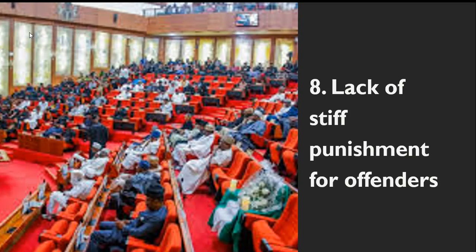Number 8 says lack of stiff punishment for offenders. Assuming there are stiff punishments for people who offend, others will learn from it. If the government does not give severe punishment to those engaging in electoral malpractice to act as a deterrent to others, these things will continue unchecked. And the perpetrators will be encouraged to continue since they know that there will be little or no punishment for them. So government should try, as we see the senators sitting, they should try and make rule, to bring out a stiff punishment for those who will offend.